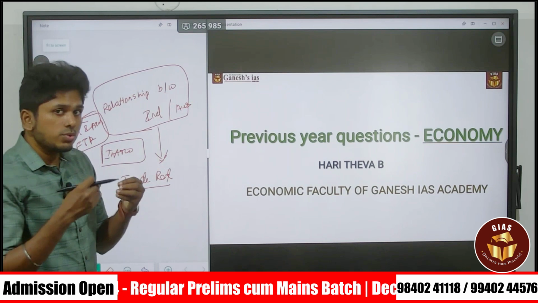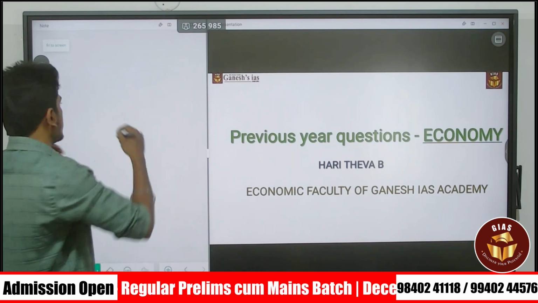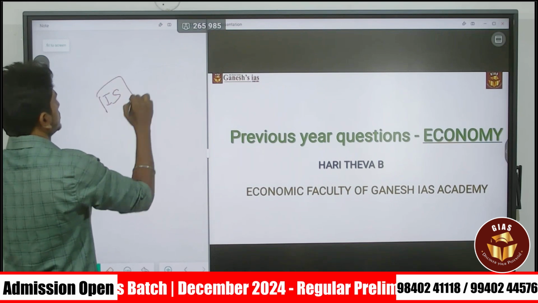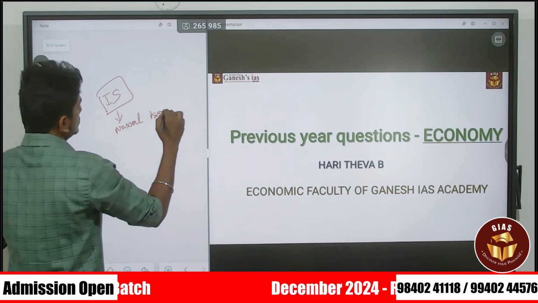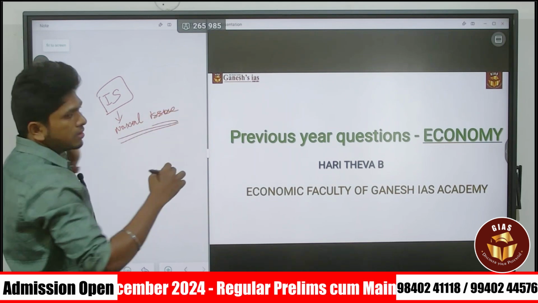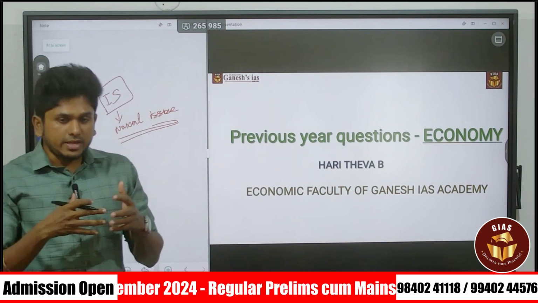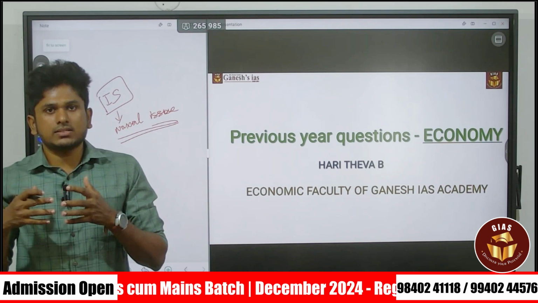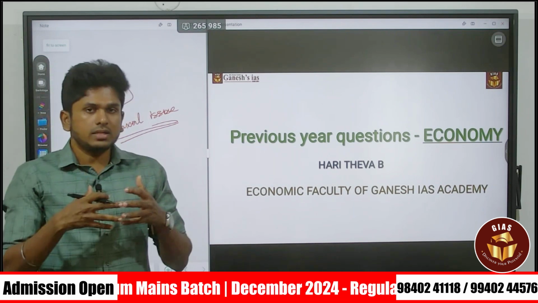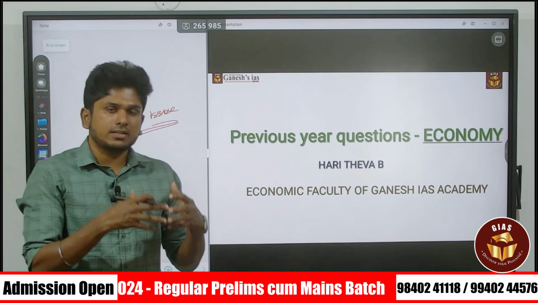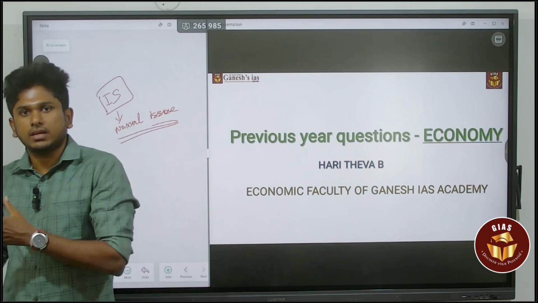You need to be more updated, or else you may come across a question in internal security about the Naxal issue. For example, if there is a question related to Naxalism, in reality, at present the Naxal issue has drastically reduced compared to the 1980s. So in that scenario, the question will definitely be why Naxalism still exists in India.